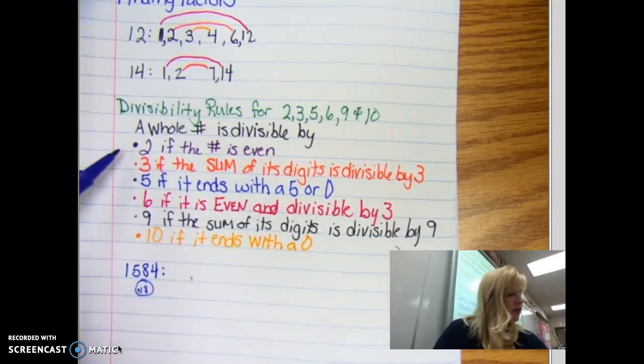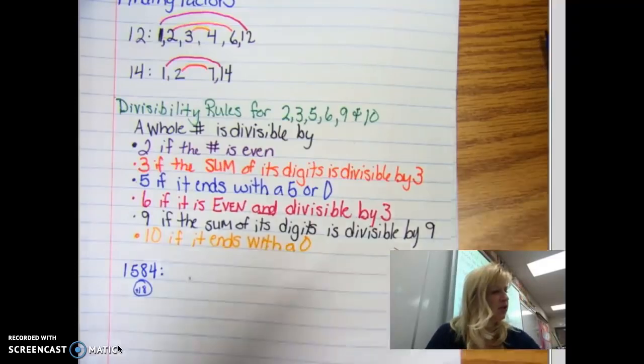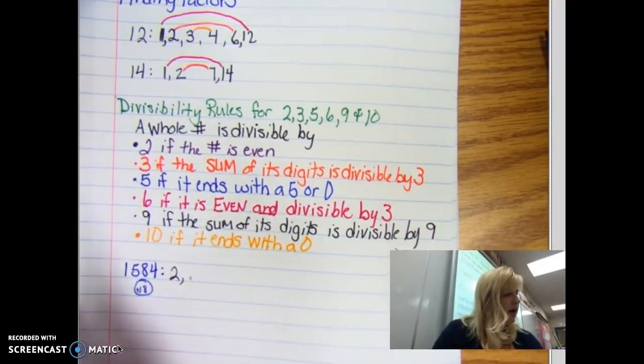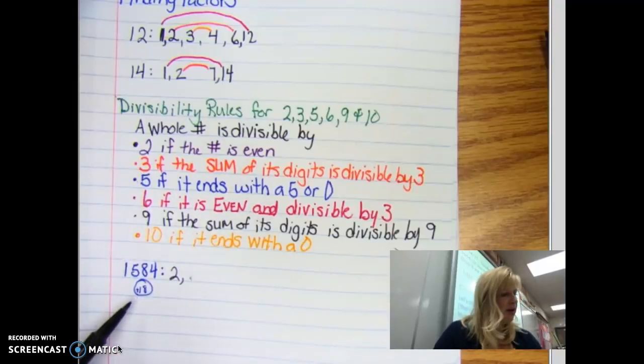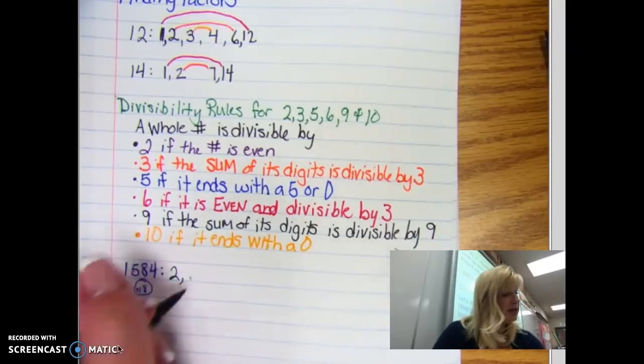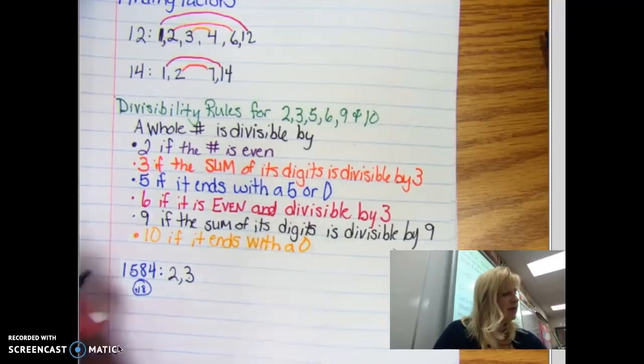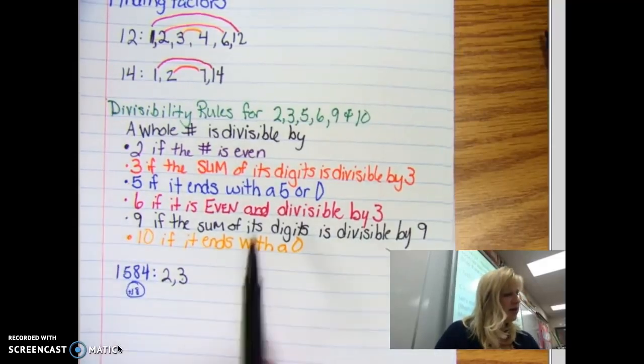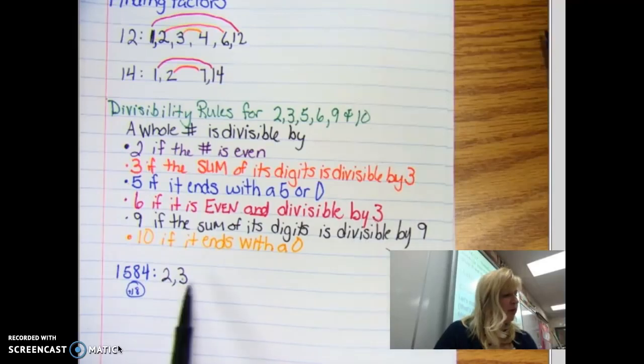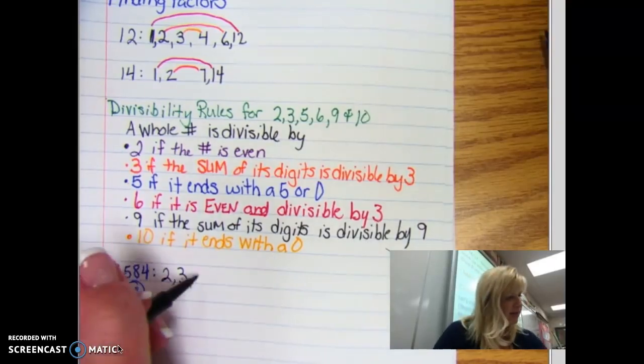All right, so if we go through the list, I know that it's divisible by 2 because it's even. Is it divisible by 3? Well, is 18 divisible by 3? 6 times 3 is 18. So I do know, yes, it's divisible by 3. Is it divisible by 5? Does it end with a 5 or a 0? Nope, it does not. What about a 6? Is this number even? Yes, it is even. And it also asked me if it's divisible by 3. Well, we've already established that, so yes.